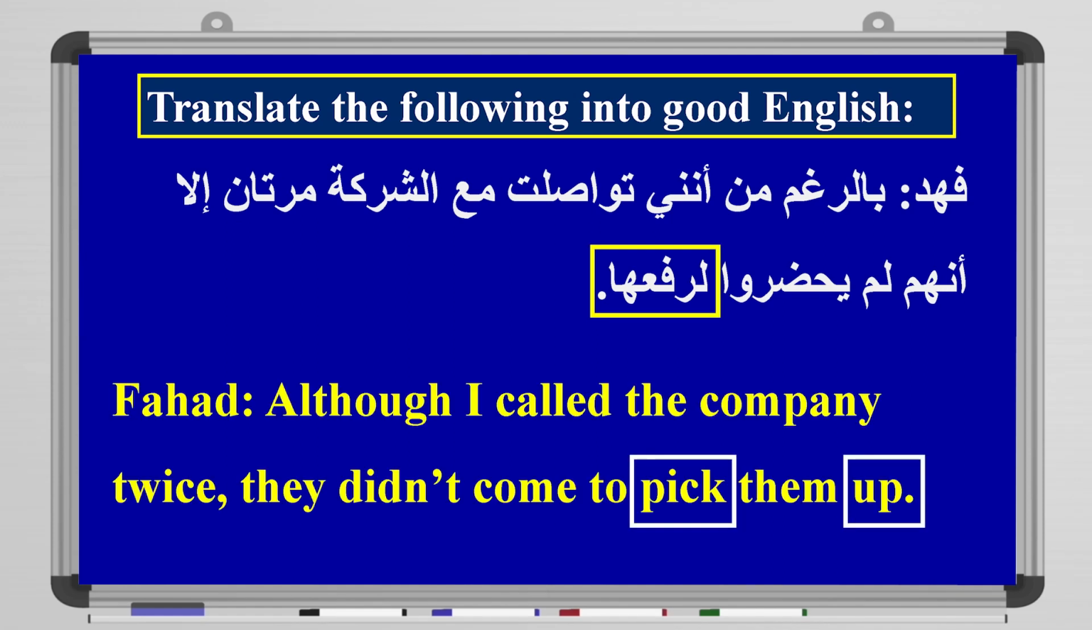Although I called the company twice, they didn't come to pick them up. Now look at the keywords here. Understand the meaning and translate. "To pick them up." This is a new vocab.